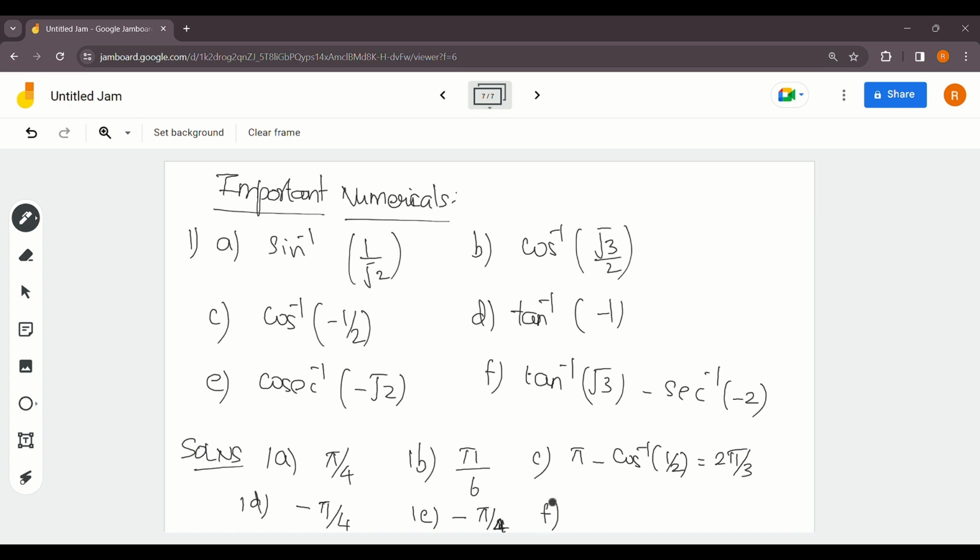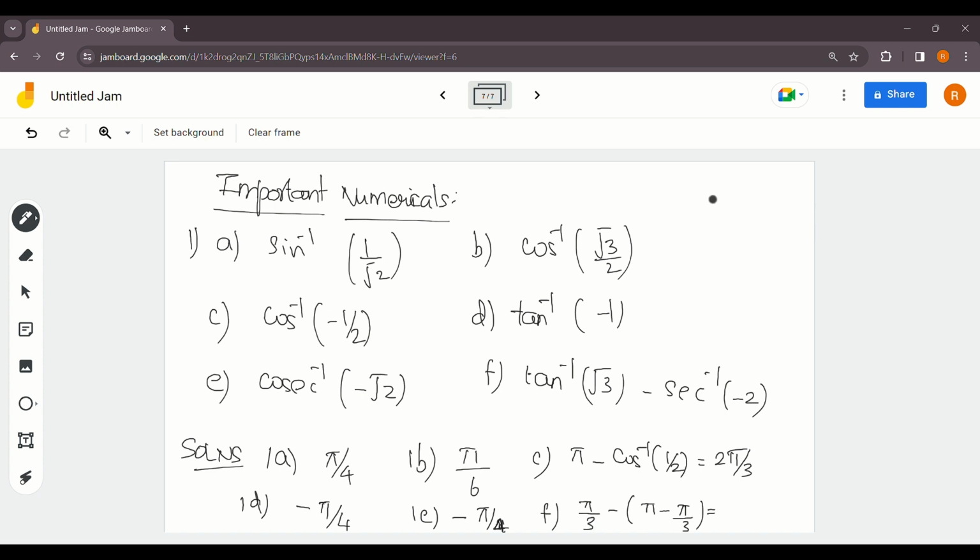Last, 1f. Tan inverse of root 3 is 60 because tan 60 is root 3. What is 60 now? Pi by 3. Minus secant inverse of minus 2. It is nothing but pi minus secant inverse of 2. Now what is secant inverse of 2? It is again 60, so you can take it as 60.